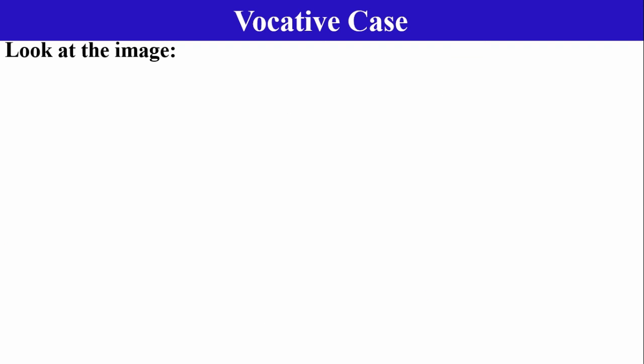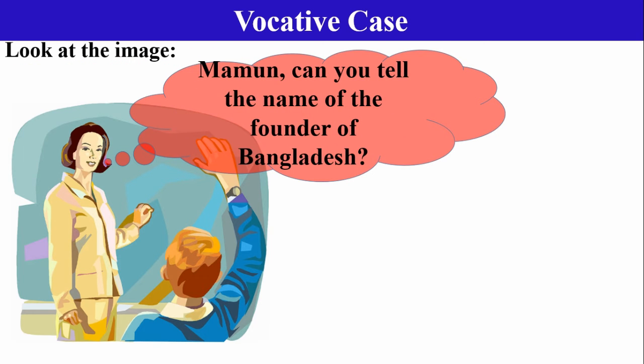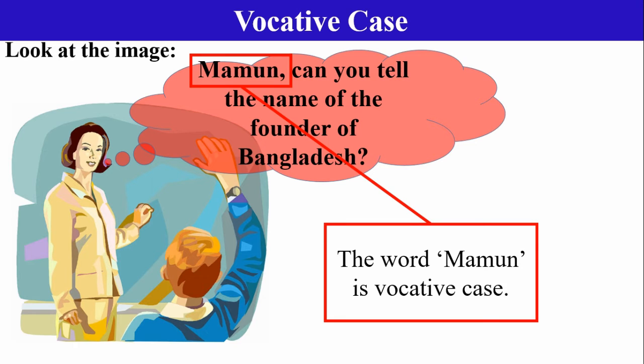Look at the image. Mamun, can you tell the name of the founder of Bangladesh? Here Mamun is vocative case. অর্থাৎ কাউকে যখন কোনো সম্বন্ধ বা নাম ধরে ডাকা হয় বা সম্পর্ক ধরে ডাকা হয় বা কোনো পদবি ধরে ডাকা হয় তখন সেই নাম, সেই পদবি, সেই সম্পর্কই হচ্ছে vocative case.